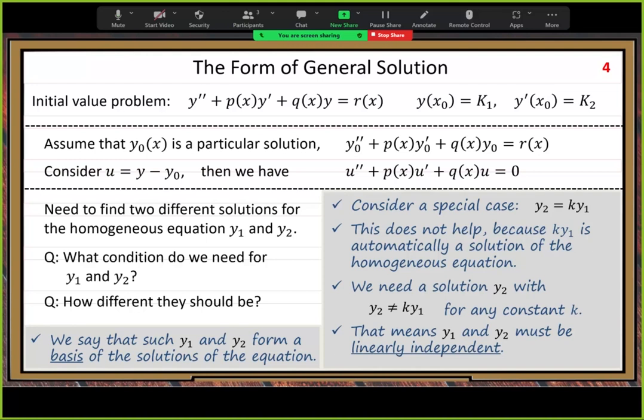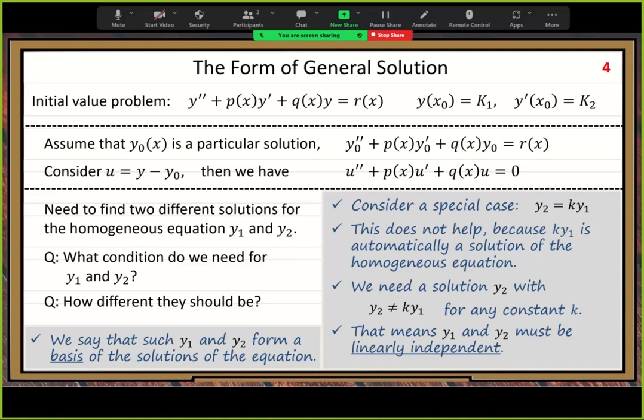To find that, here we do some general discussion, high-level abstract general discussion. So we want to find two different solutions, y1, y2, for that homogeneous. Two different. So why two different? Second order, two, right? So that's pretty natural. First order, one, enough. Second order, we need a two. Third order, we need a three, and so on. Nth order, we need an n. So that's simple.